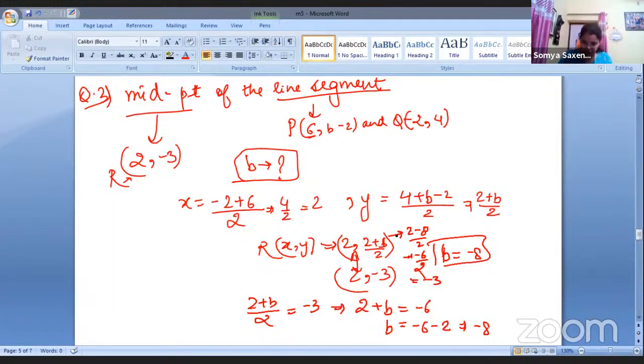This was our way of finding the midpoint. The midpoint was already given to us. Thus we equated just these two entities and we got the value of b.